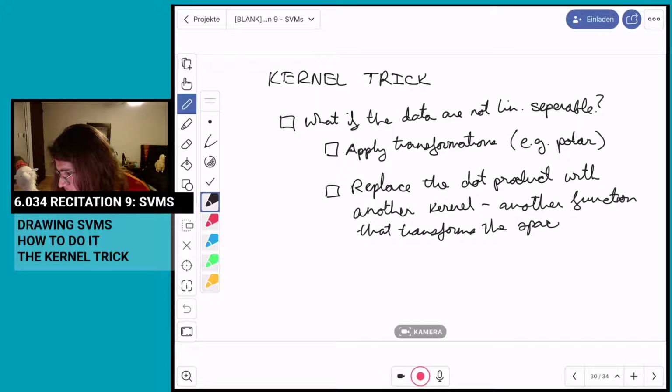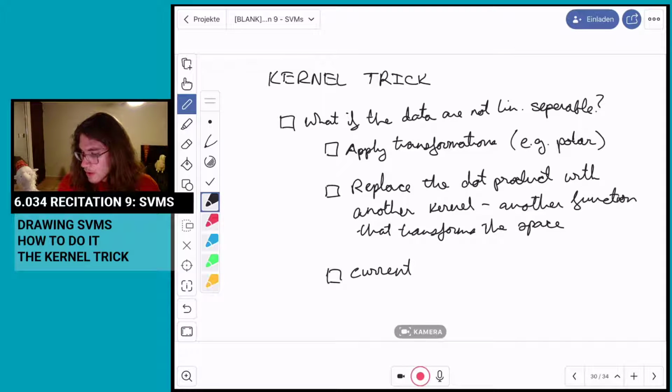So in reality, what happens if the data are not linearly separable? Then you either transform or you change the kernel. In the case of applying the transformation, the first bullet point, you take all your data and you move it all to polar coordinates. In the second point, you change the kernel function that you're using. And what I'm arguing here is that we're currently using something called the dot product kernel.